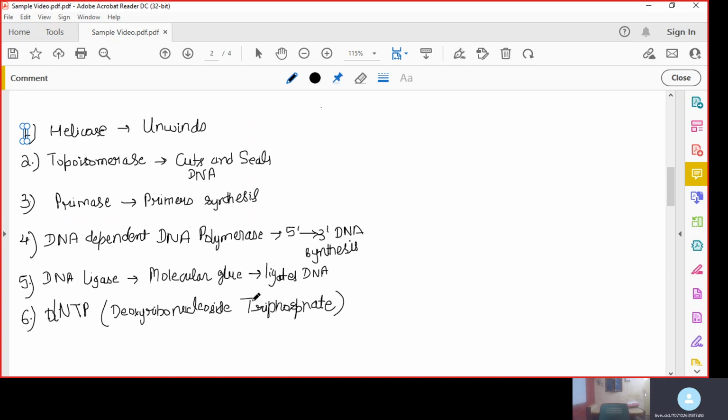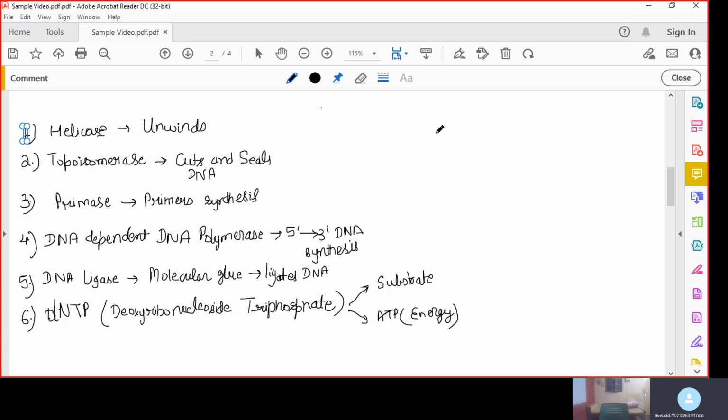Deoxyribonucleoside triphosphate basically acts as a substrate. It will be added to the 3'-OH site and helps to polymerize DNA. This is the substrate, and it also gives the energy in the form of ATP. Okay, so these are the enzymes and the machinery involved in the DNA replication process.